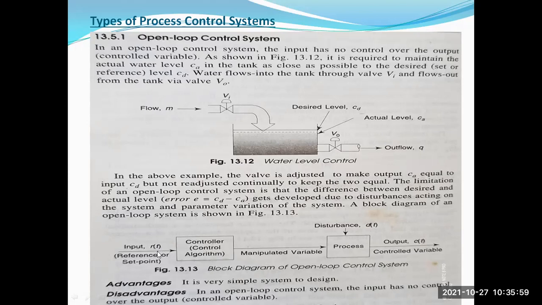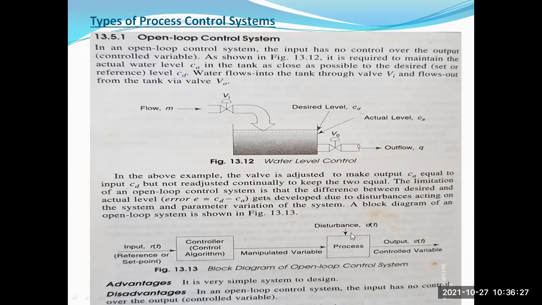Okay. Then it is connected to another block, that is the controller part, where we use different types of control algorithms. This is called the controller part. This controller part gives the output to the process or plant, and this is also called the manipulated variable. This manipulated variable sends the signals to the process or plant.